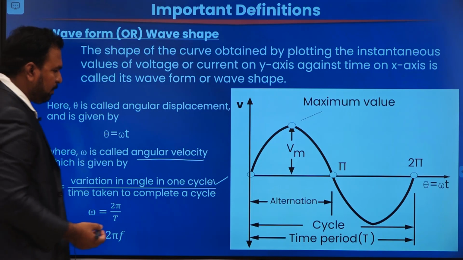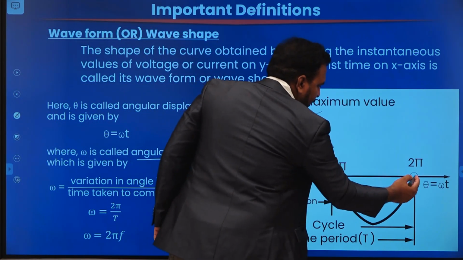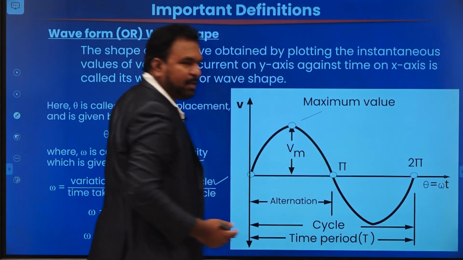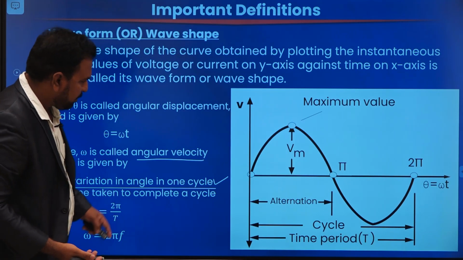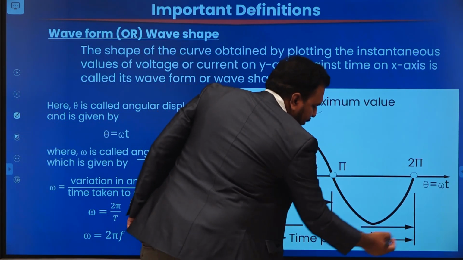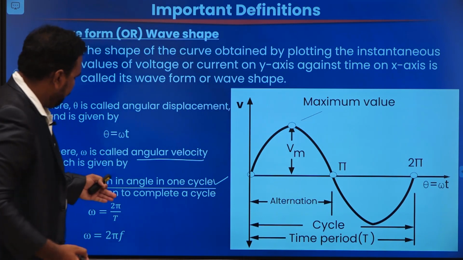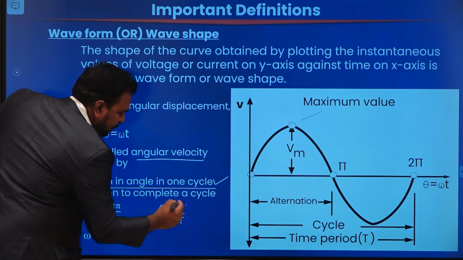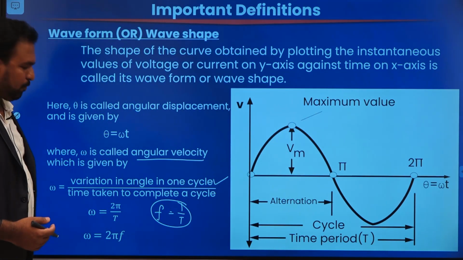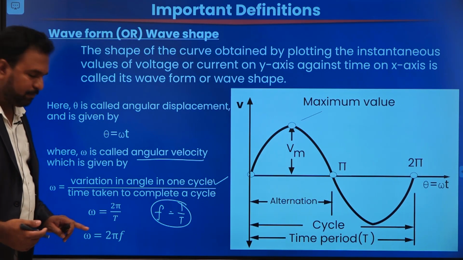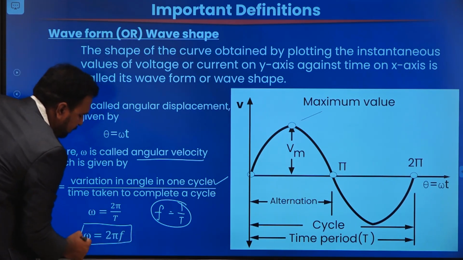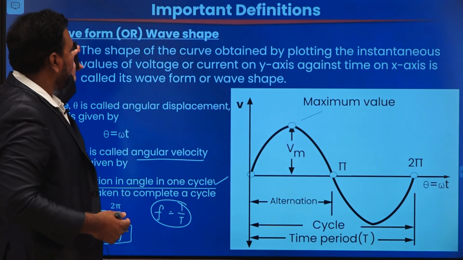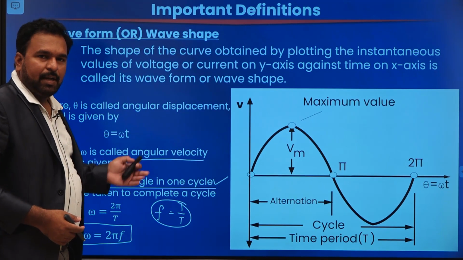So what is the angle for one cycle? One cycle means one rotation. For one rotation, how much angular displacement? 2 pi radians or 360 degrees. And I am going to assume that the time taken for one rotation is capital T. So 2 pi by T. We all know that frequency is equal to 1 by T. Frequency and time period are inversely proportional. So 1 by T becomes F. So what is the general formula for angular frequency or angular velocity? Omega is equal to 2 pi F. This is all about waveform or wave shape, angular velocity and angular displacement.